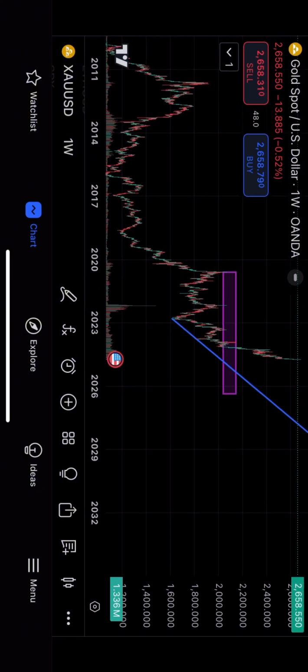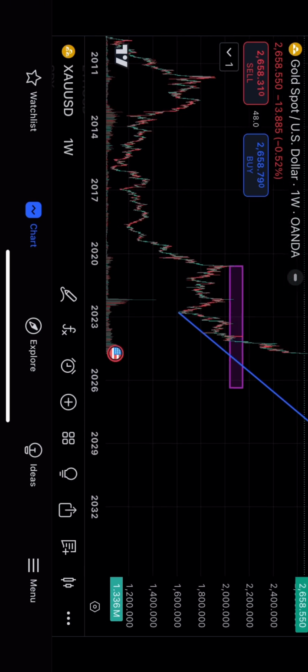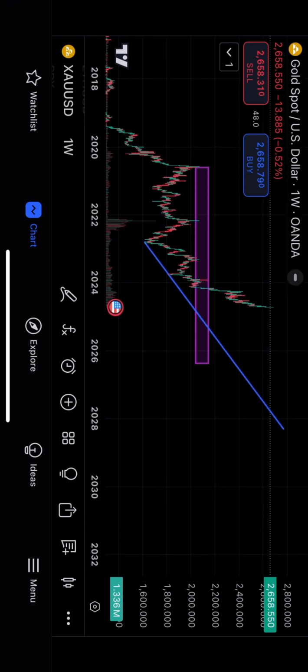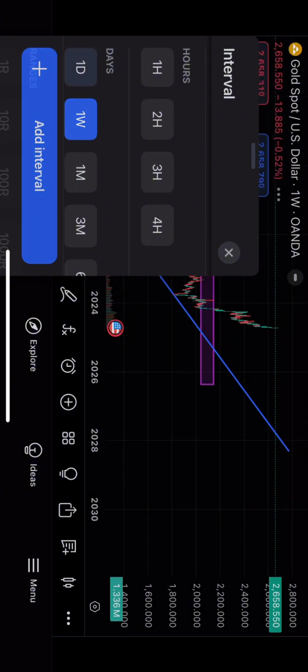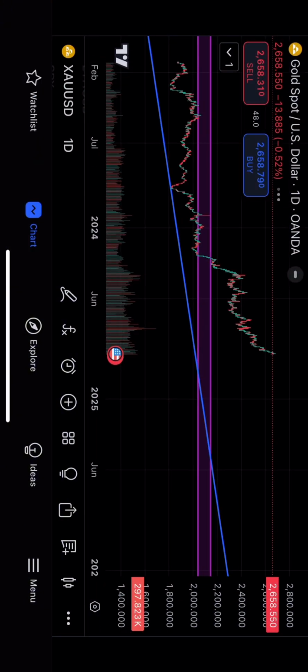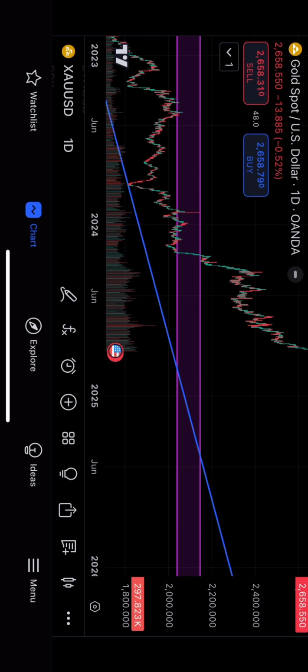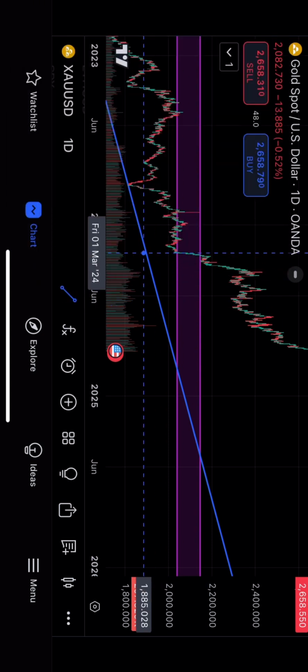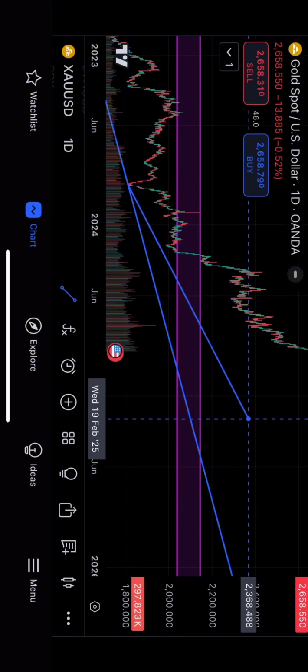So as you can see, I now have a very essential demand and supply zone to taking my trade as a day trader. So I'll come to daily to know if what is happening in daily aligns with what is happening in 1 month and weekly. And as you can see, the uptrend is still valid. So what I will do now is I will capture a trend line that I didn't capture on the weekly. So let's do it.